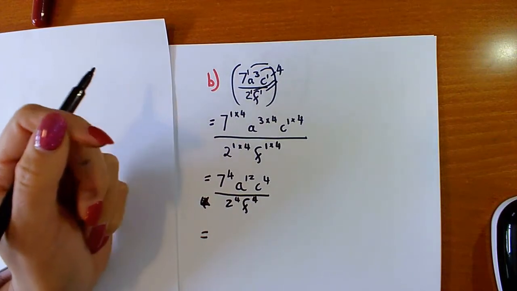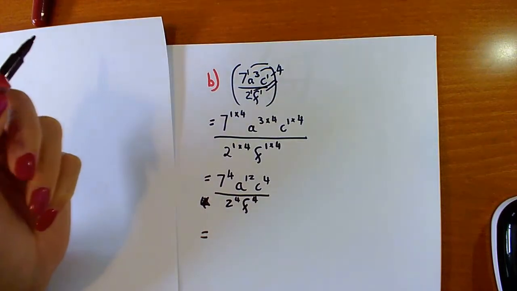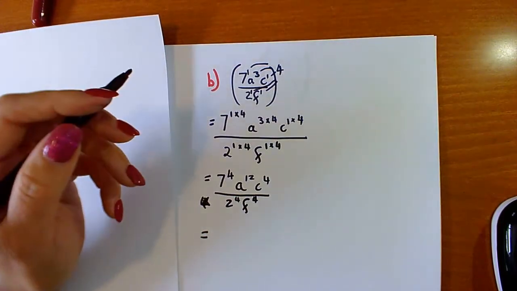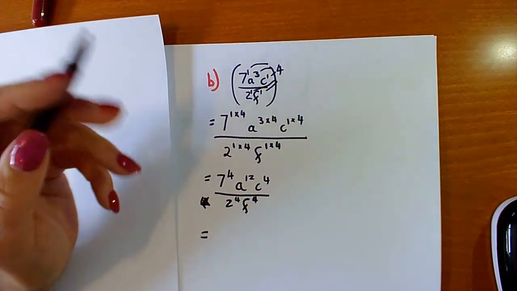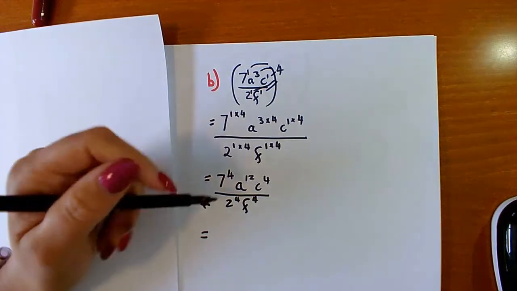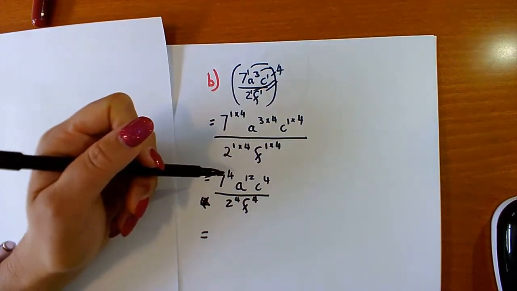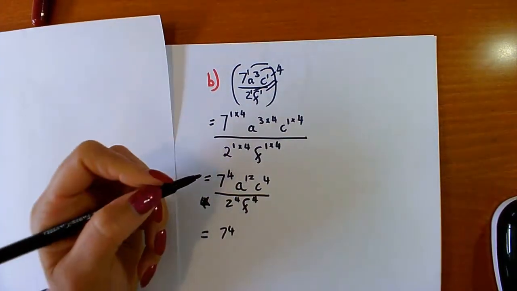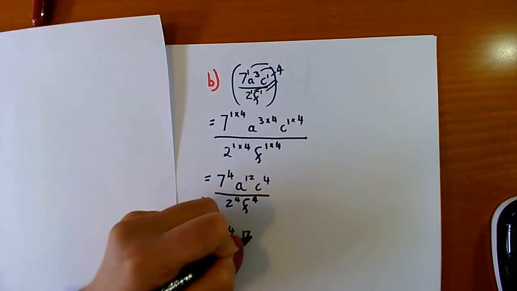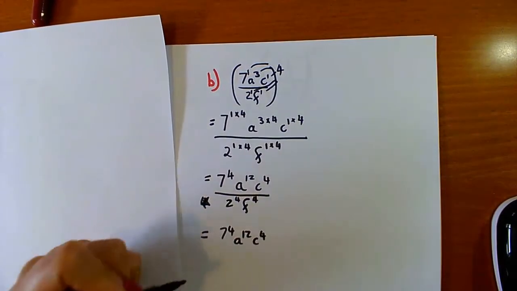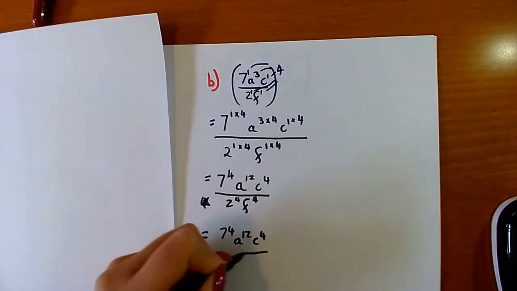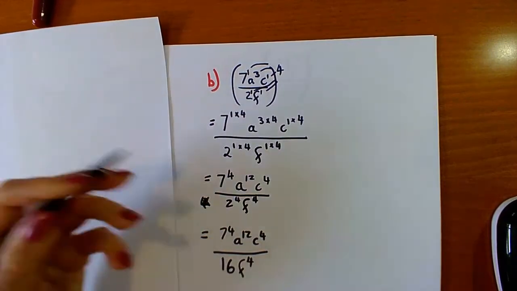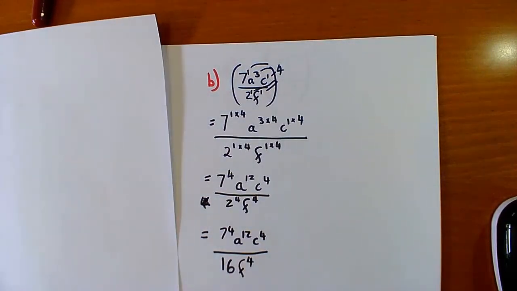Okay, so when we look at 7 to the power of 4, we can see that it's 7 times 7 times 7 times 7. Now that starts to get quite big, so because of that, we can just leave it as 7 to the power of 4. Okay, a to the 12, c to the 4. 2 to the power of 4, though, is small enough, so we change that to 16. f to the power of 4. Nothing can be simplified any further, and that's it.